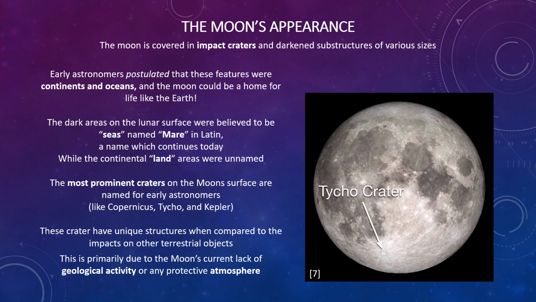There's also Kepler crater. And craters on the moon have very unique structures when compared to other impact craters on Earth or on other terrestrial objects. This is primarily due to the moon's lack of geological activity or any protective atmosphere. So this makes impacts on the moon unique among terrestrial objects.